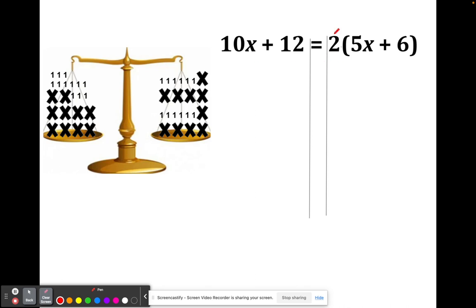Well, the first thing I would like to do is distribute. 2 times 5x is 10x. 2 times 6 is 12. So I have 10x plus 12. Are you starting to see what's unique about this? So on both sides of the equation, I have 10x plus 12.